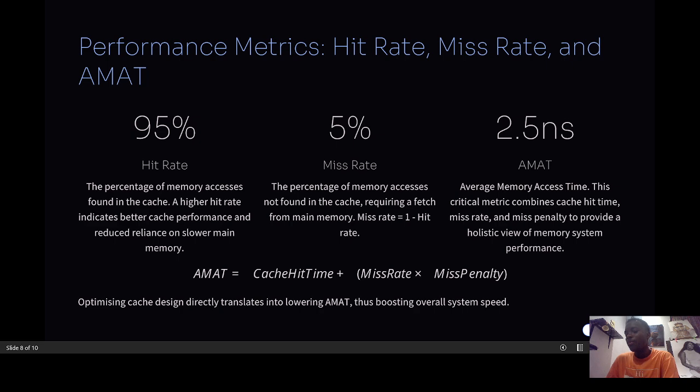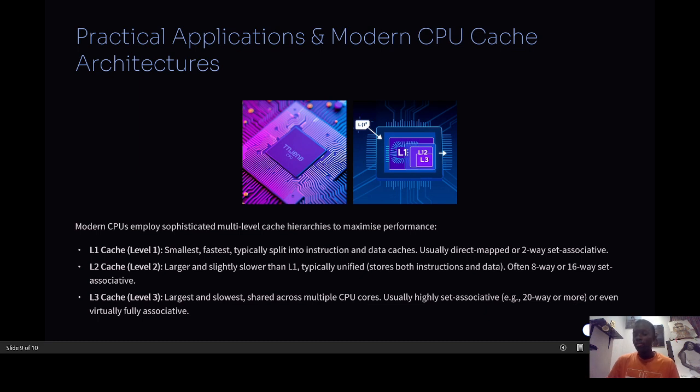The miss rate is the percentage of accesses not found in the cache. AMAT simply means average memory access time. The metrics give us a complete view of how memory performance is calculated. This is how it's calculated.